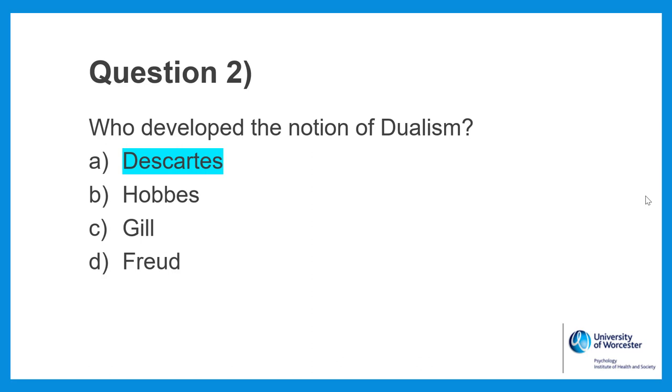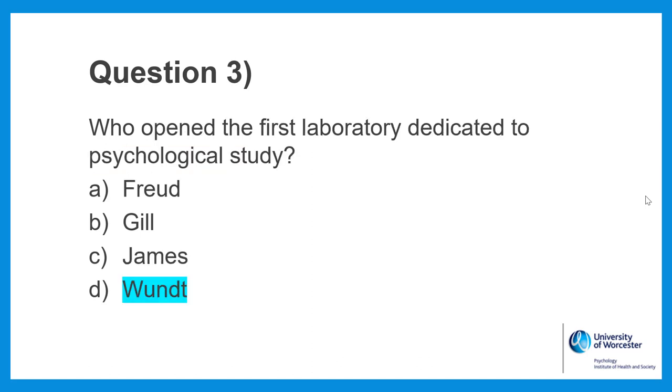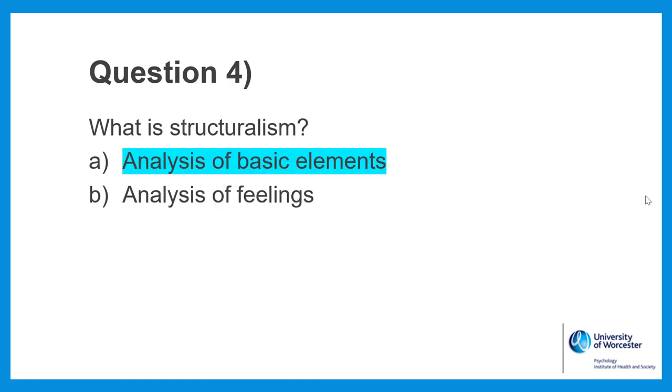Question 2, who developed the notion of dualism? The answer is A, Descartes. For question 3, who opened the first laboratory dedicated to psychological study? The answer is D, Wundt. For question 4, what is structuralism? The answer is A, analysis of basic elements.